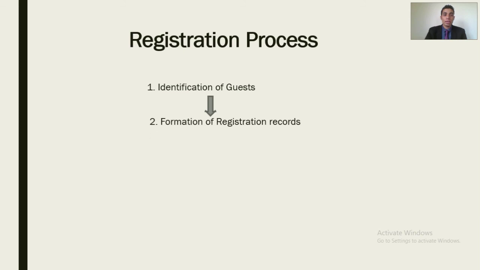Then moving on to the next step, we have formation of registration records. Once we have identified the guest, if it is a confirmed guest, then we keep the registration card ready, and we can proceed with the registration records. If it is a walk-in guest, then we have to fix the rate and assign the room for the guest, take out a guest registration card and go on with the registration.